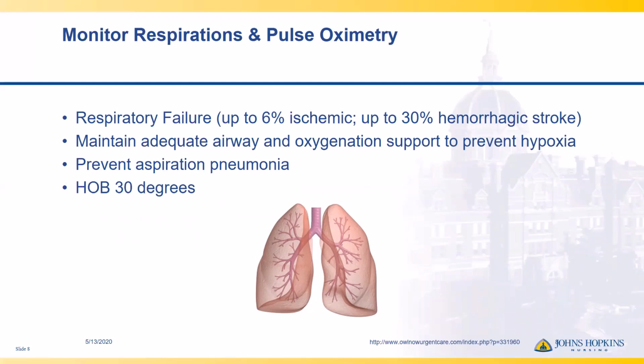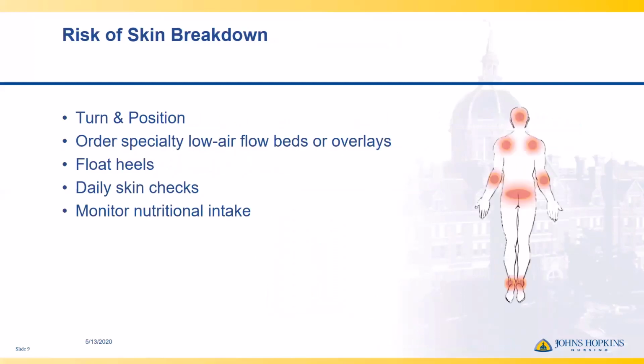We want to make sure we maintain adequate airway and oxygenation, and support them to prevent any hypoxia. We want to make sure that they get enough oxygen, as we know that hypoxia and increased CO2 are vasodilators, and we don't want to cause increased edema in the patient's brain. We also want to make sure we prevent aspiration pneumonia with all our aspiration precautions and keeping the head of bed at 30 degrees.